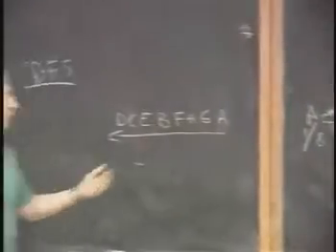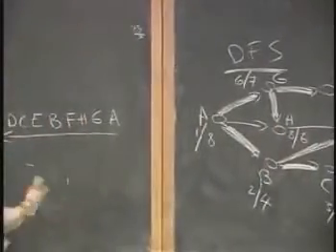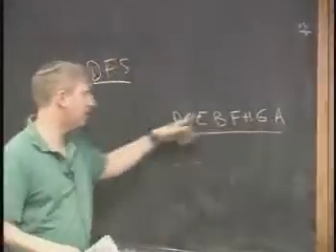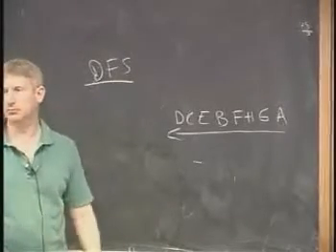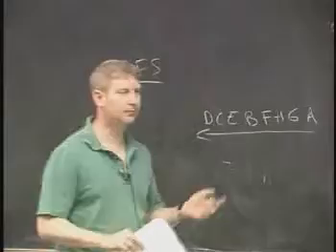How long does it take? It takes you order edges time to do the depth-first search, order n time to do the traversal on the tree, and nothing to read it backwards, just copying it over. So that's really cool. That's example one.